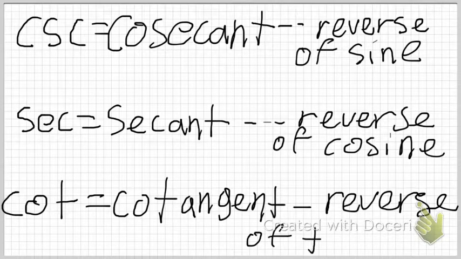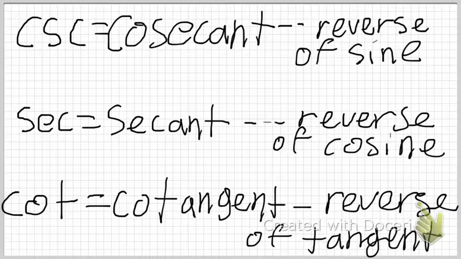So if you're having trouble finding what cosecant is, secant is, and what cotangent is, then you just think of what their fraction is. For example, if cosecant is a reverse of sine, or if secant is the reverse of cosine, and then you just flip over the numerator and denominator, and that's what these three ratios will equal to.